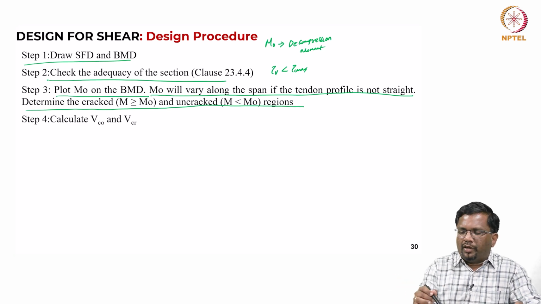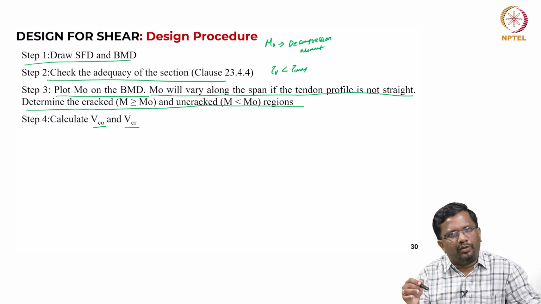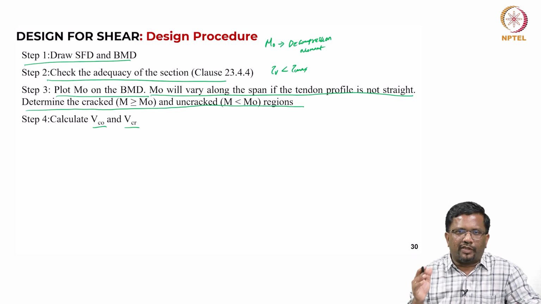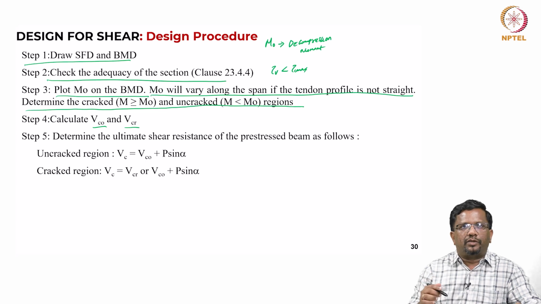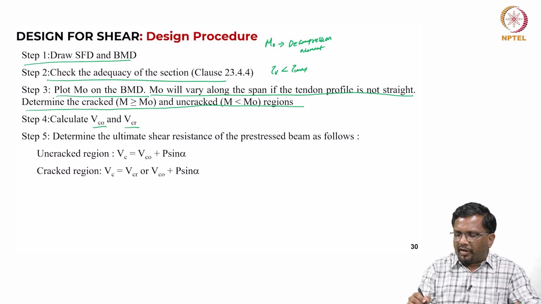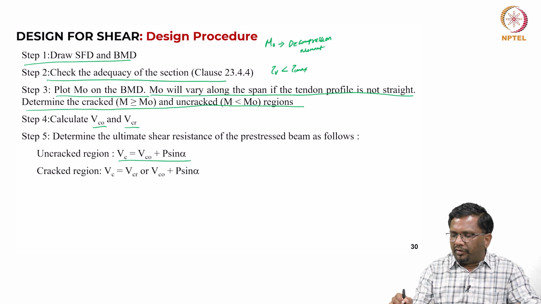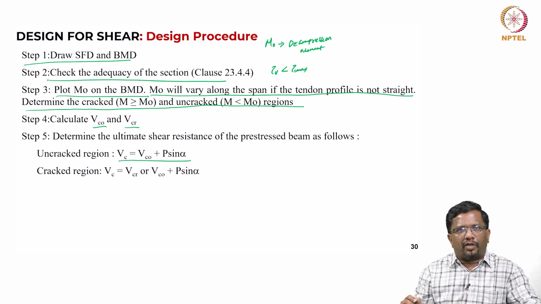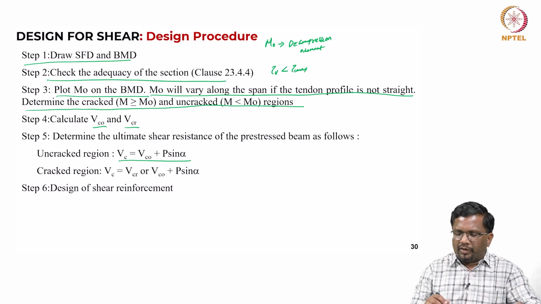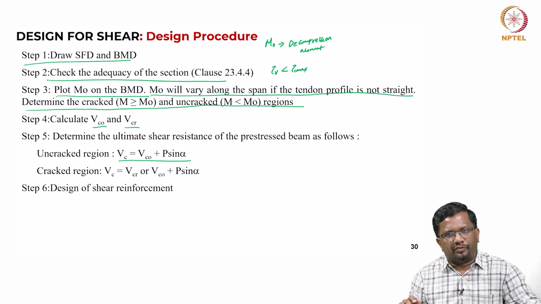Once we do that, for each section you calculate Vco and Vcr. Now again, what is Vco? It is the web shear capacity. What is Vcr? It is the flexure shear capacity, right. Then we determine the ultimate shear resistance as this. For the uncracked region it is going to be Vco plus P sin alpha. For the cracked region, Vcr plus Vco plus P sin alpha, right. Then we design the shear reinforcement.